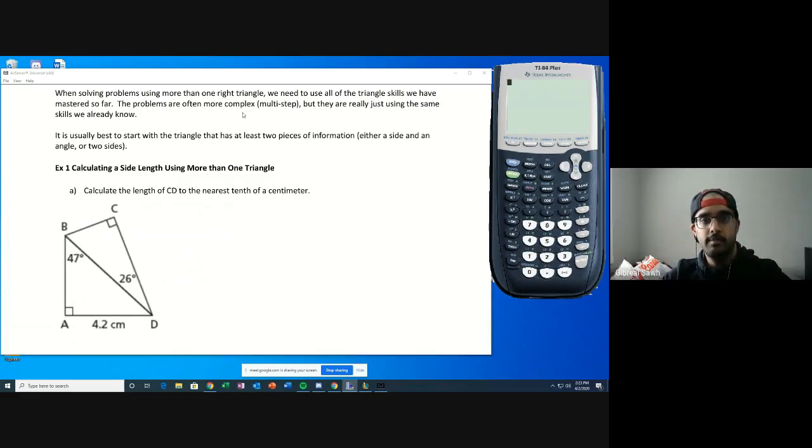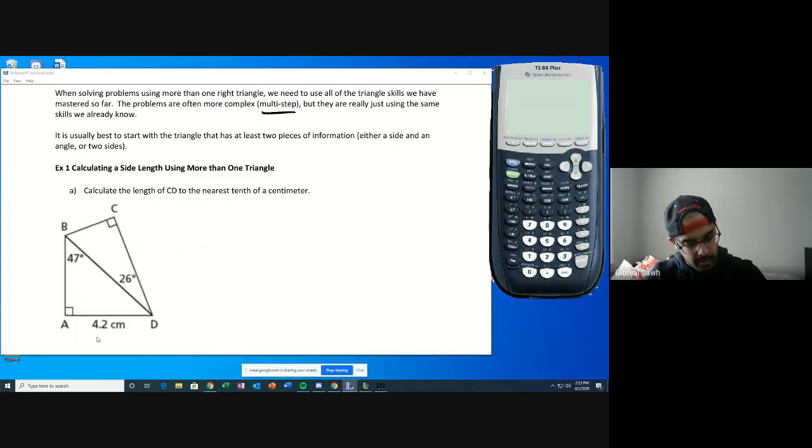They are often multi-step, so they won't be ones where you can just do one trig ratio and it takes you straight to the answer. Usually there's two, sometimes there's three things that you have to do. It's usually best to start with the triangle that you know two things in. So if I look at this one down below, I know an angle, I know a side length.